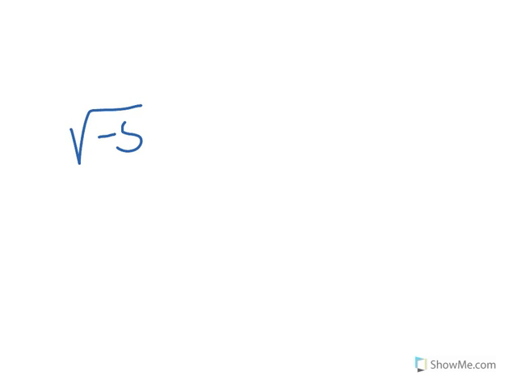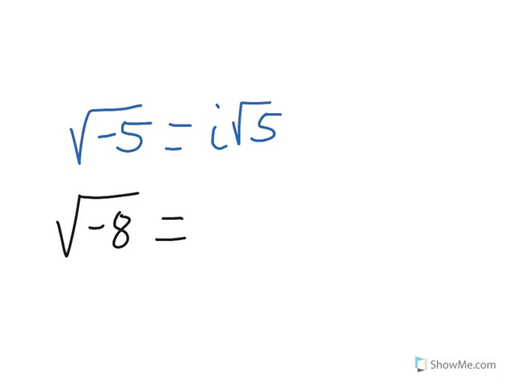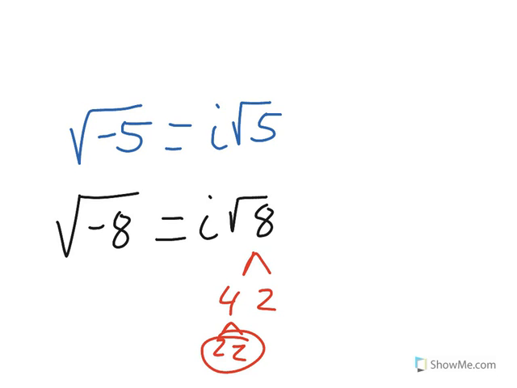If I had the square root of -5, what's that going to be equal to? Well, I'll pull out my i, and then it's just going to be the square root of 5. Can I simplify the square root of 5? No. So it's just going to stay i square root of 5. If I had the square root of -8, well, it's going to be i square root of 8. And now I'm going to simplify 8. That breaks down to 4 times 2, so that gives me 2i square root of 2.